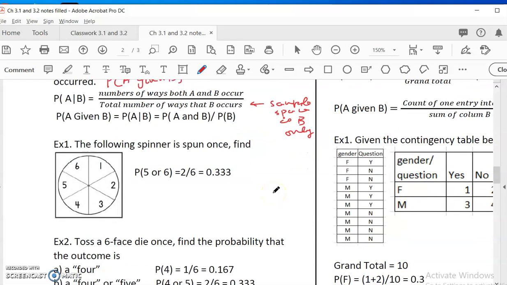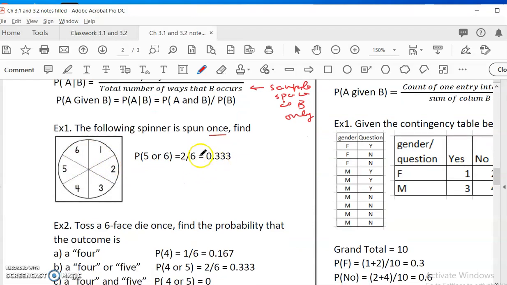The first example is there's a spinner, and we want to find the probability of 5 or 6. The spinner can land on one place only, right? So you spin it only one time. It would either be a 5 or a 6. When we say or, it is either one of them, so there are two cases, 5 or 6 or both. So it's 2 out of the total possible sample space of 6 cases. So that is 0.33 or 1/3.